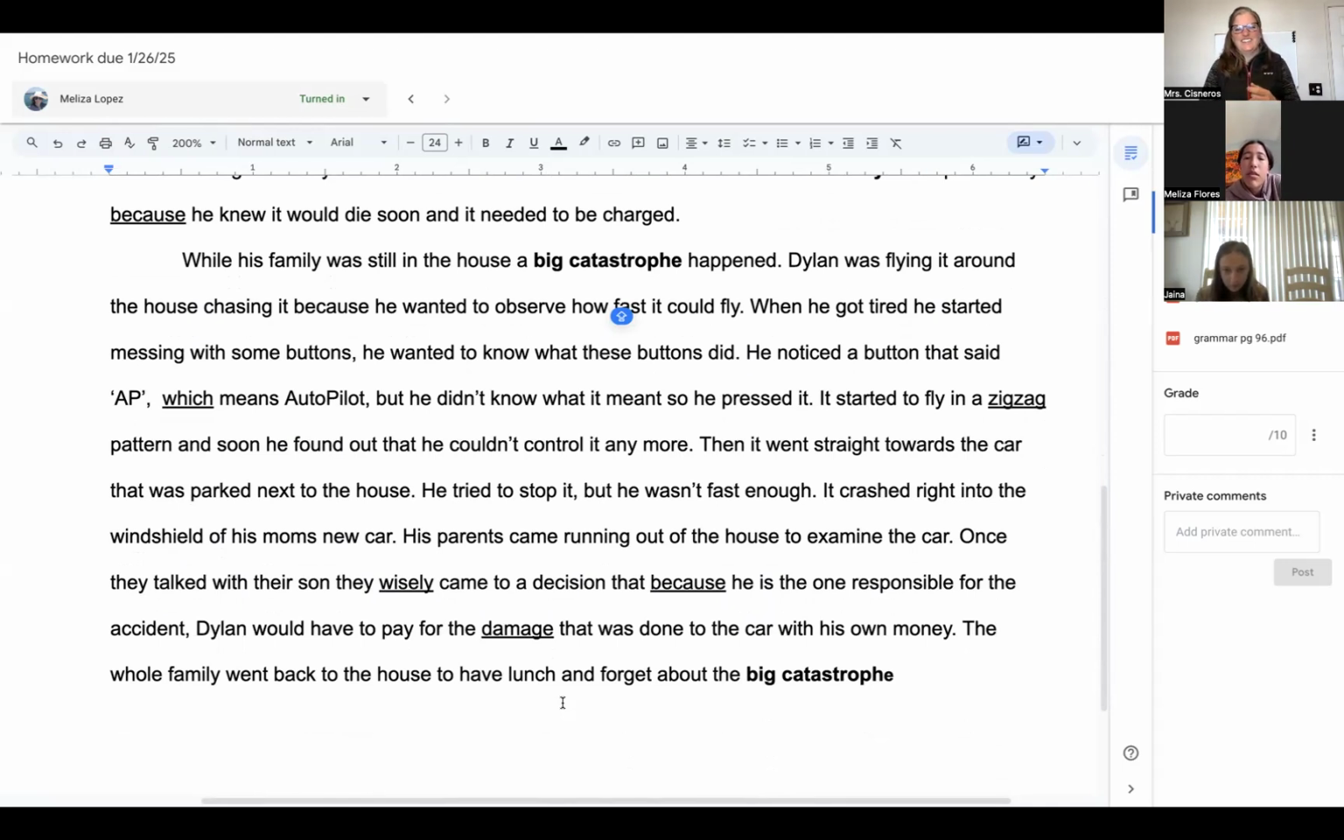Then it went straight towards the car that was parked next to the house. He tried to stop it, but he wasn't fast enough. It crashed right into the windshield of his mom's new car. Oh no.